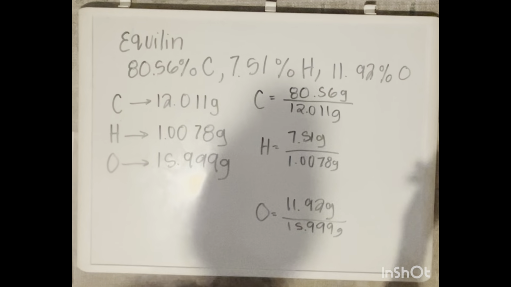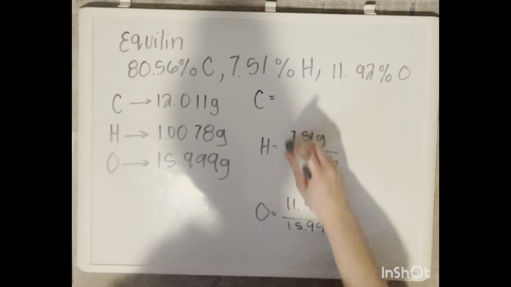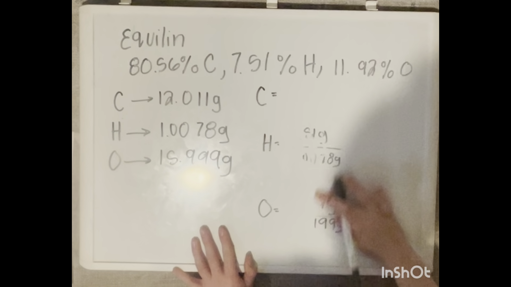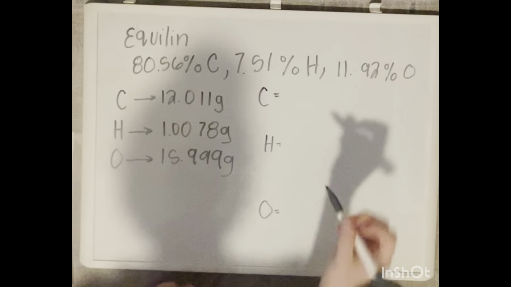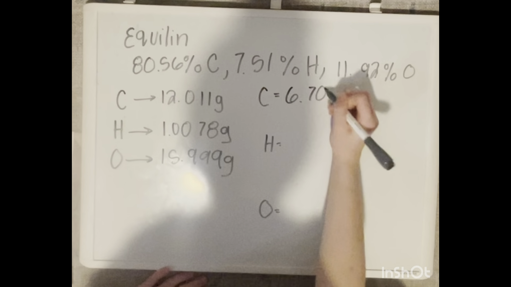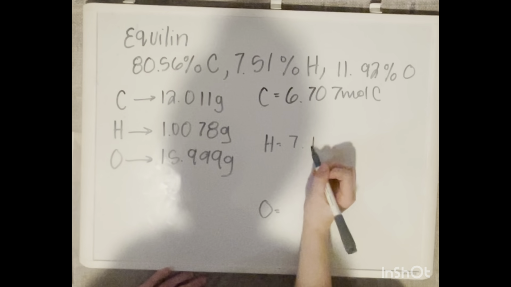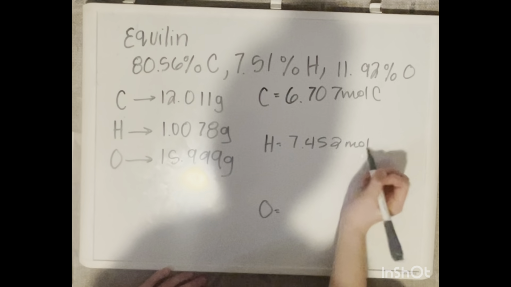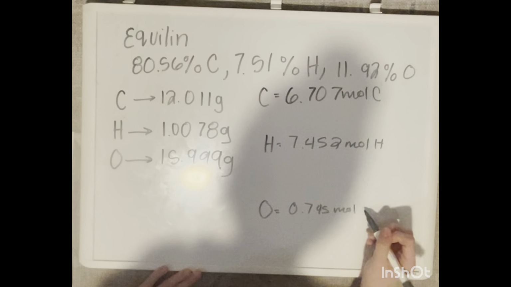So once we do that, we do the dividing. I put it into a calculator so that I'm not going to write all out by hand because I'm sure no one wants to watch that. But I ended up with 6.707 moles of carbon, 7.452 moles of hydrogen, and then 0.745 moles of oxygen.